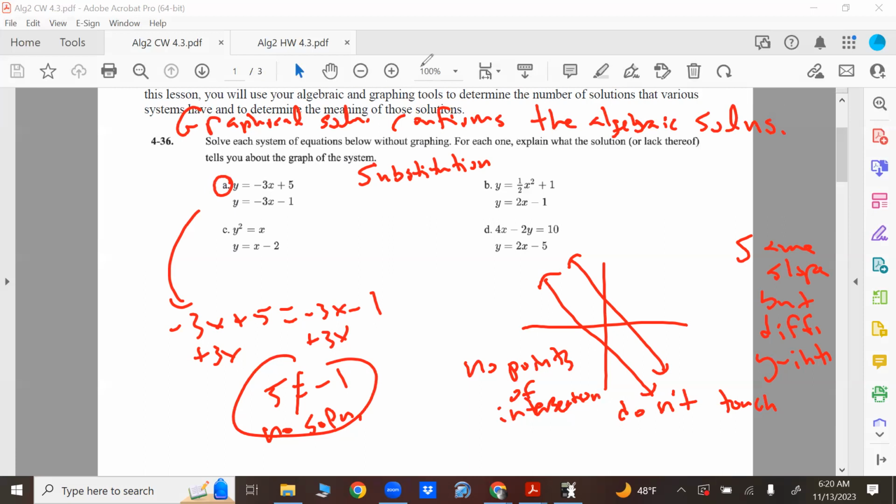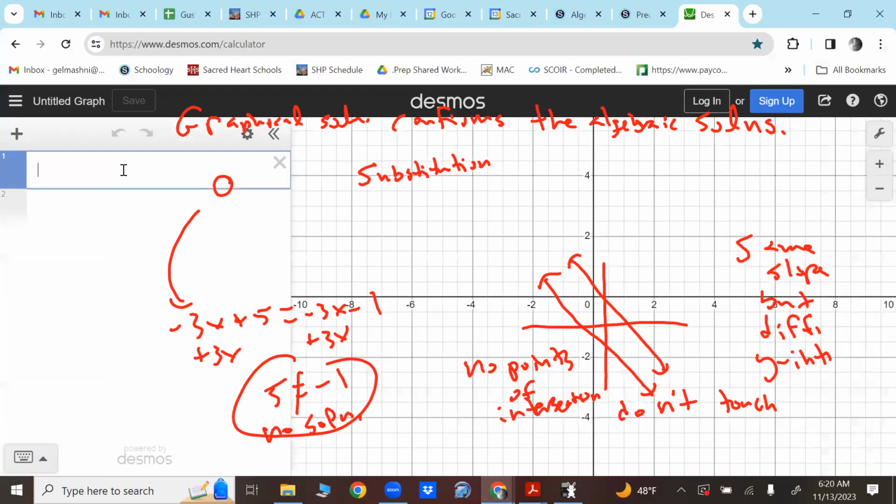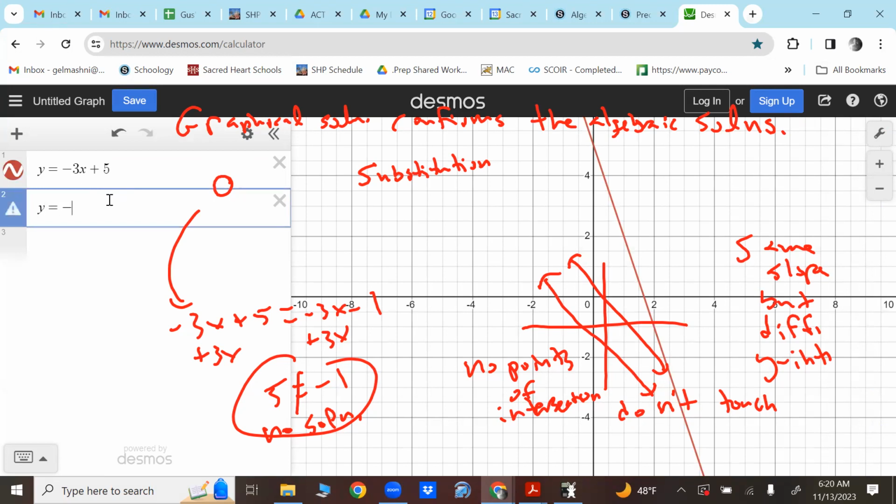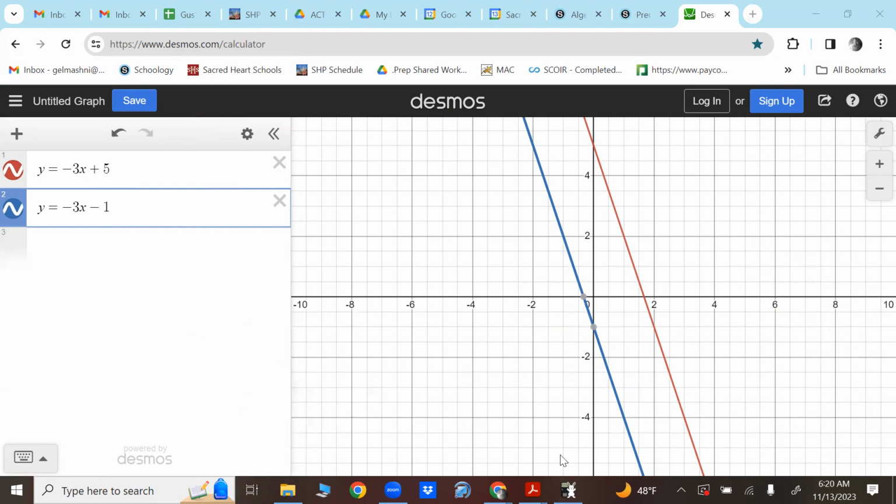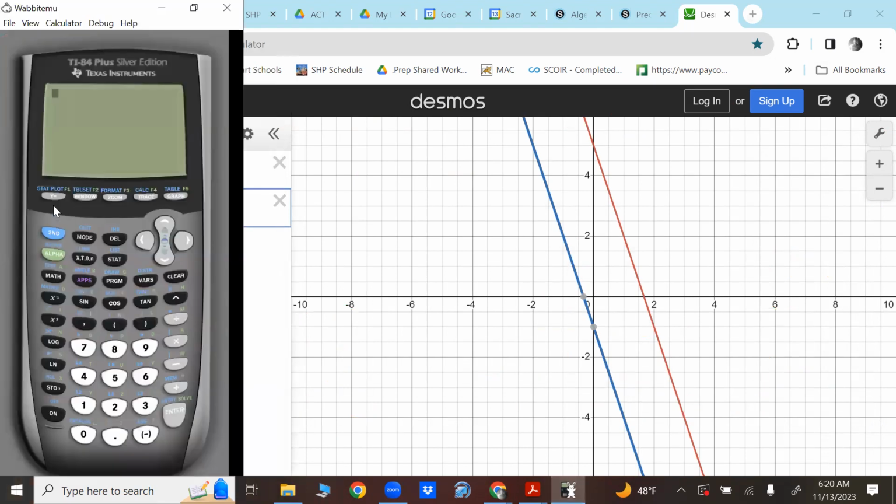And again, we can go to Desmos or the graphing calculator and type this up. y equals negative 3x plus 5. There's the line. y equals negative 3x minus 1. They never touch. If I clear my screen, you see that for yourself. Or if you go to the graphing calculator and type that in, negative 3x plus 5, negative 3x minus 1.